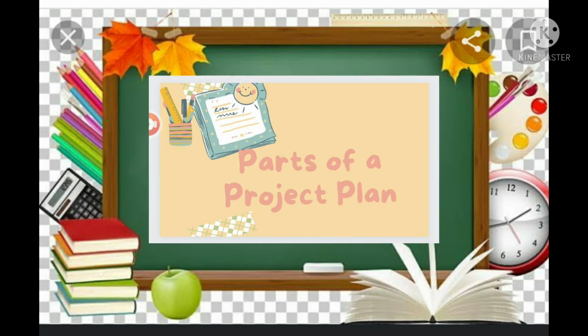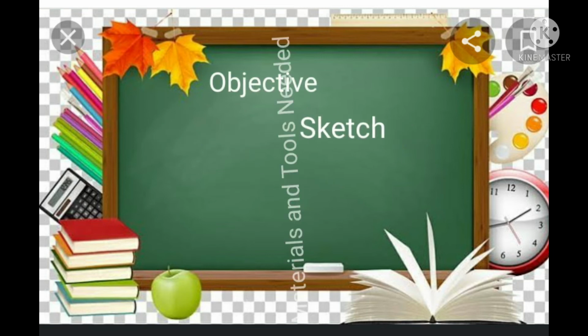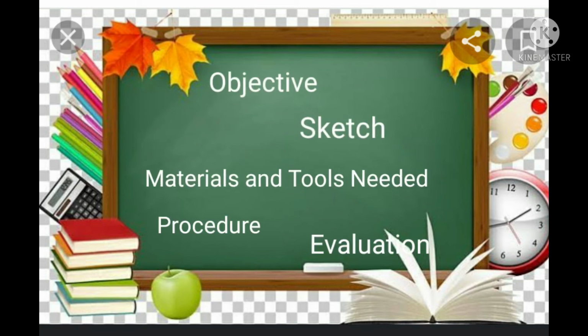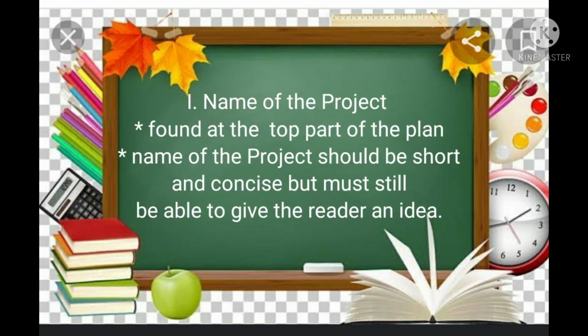Now, this time class, we will be discussing the parts of a project plan. What are the parts of a project plan? We have the objective, the sketch, the materials and tools needed, procedure, and last one, we have the evaluation. The name of the project should be found at the top part of a plan. The name of the project should be short and concise but must still be able to give the reader an idea.